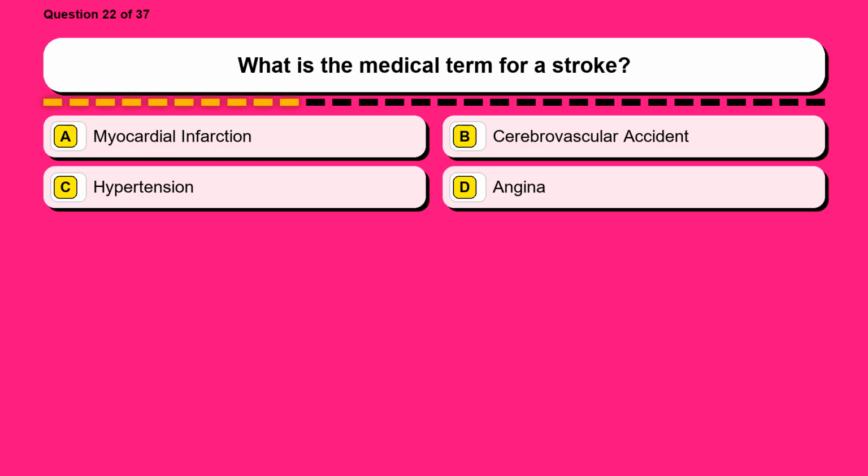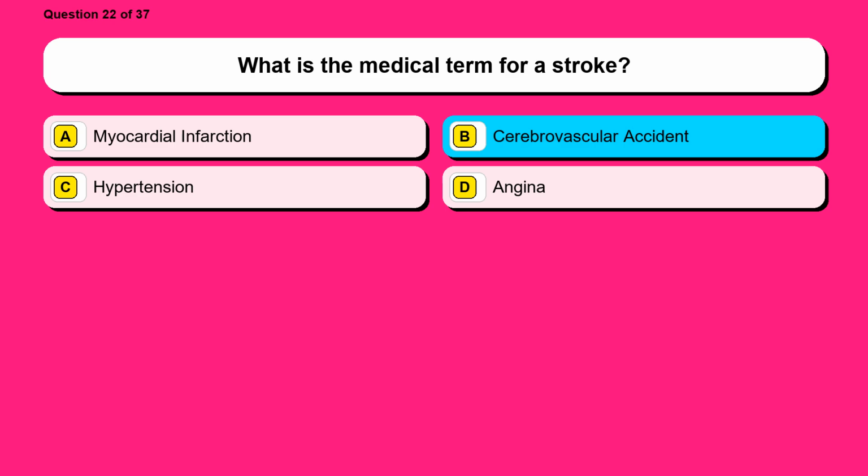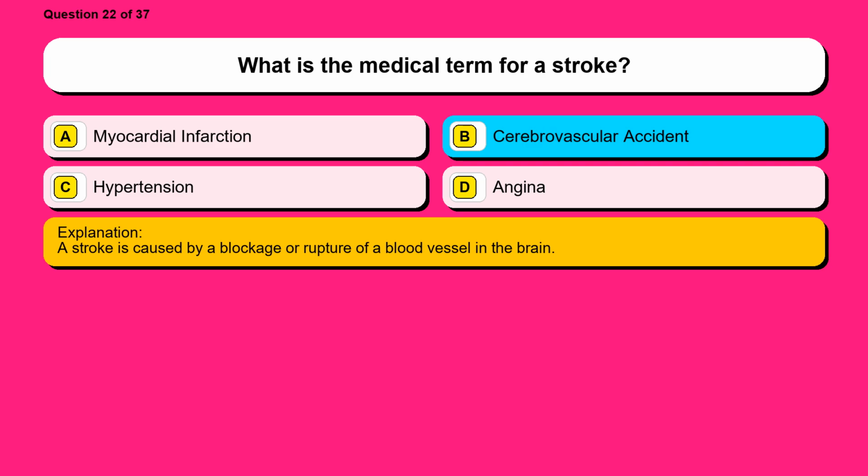Option A, myocardial infarction. Option B, cerebrovascular accident. Option C, hypertension. Option D, angina. The correct answer is option B, cerebrovascular accident. A stroke is caused by a blockage or rupture of a blood vessel in the brain.